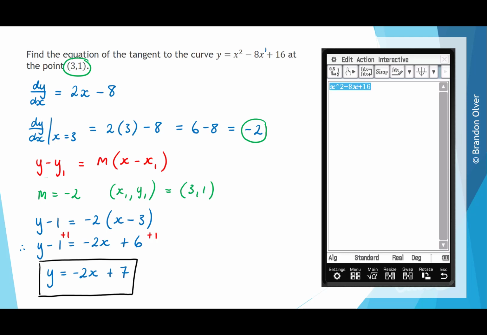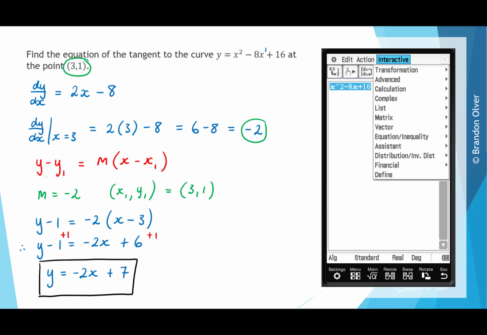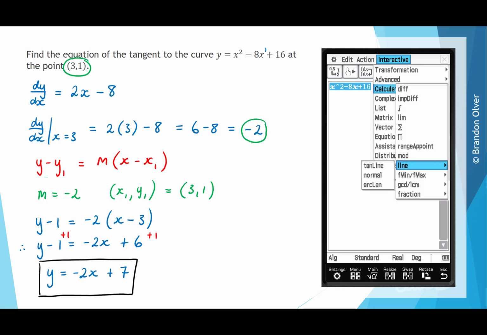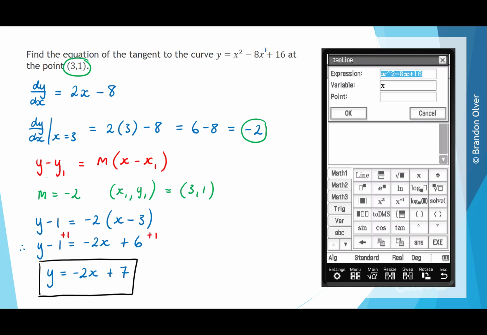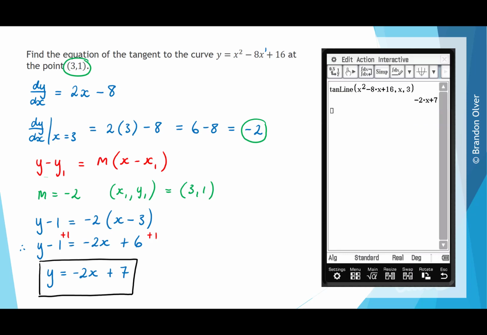Now if we highlight that and go interactive, calculation line, we can calculate the equation of the tangent line by pressing tan line. And we have our expression, we have our variable x, which is what we would derive with respect to, and we want this to occur at the point x is equal to 3. So we sub 3 in here. Pressing OK will give the equation of a tangent to the curve at the point x equals 3, and that is minus 2x plus 7, which is the same as what we found by hand.